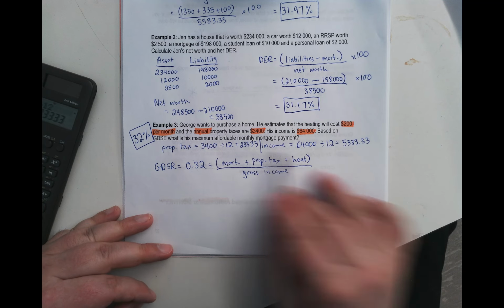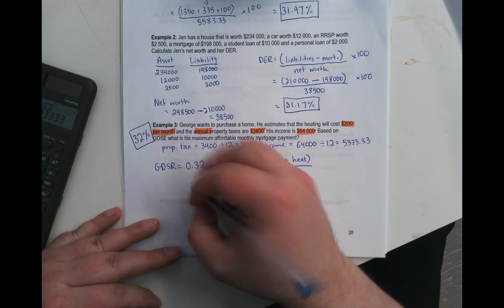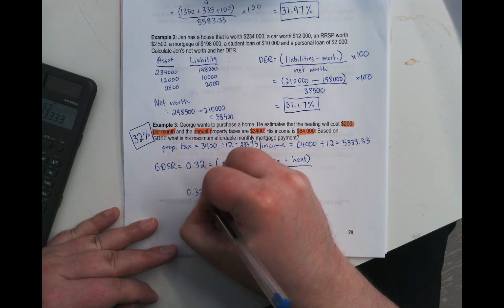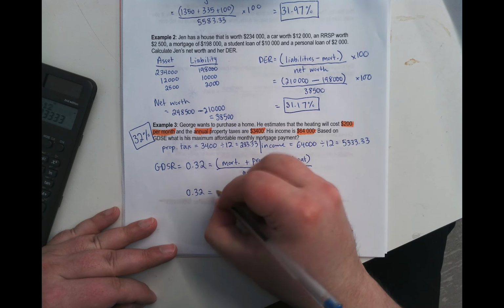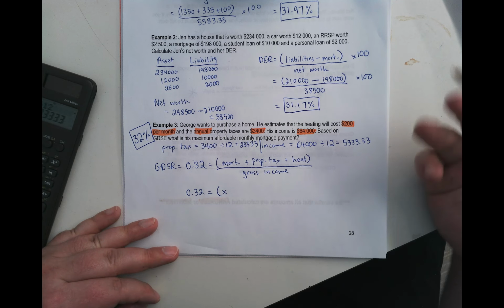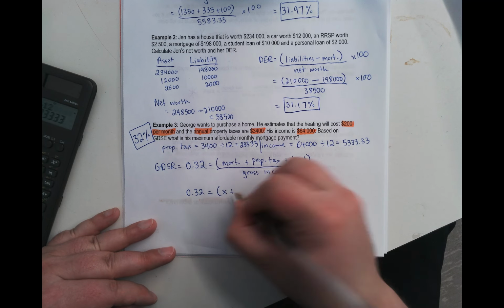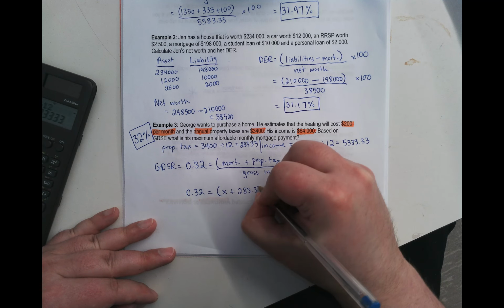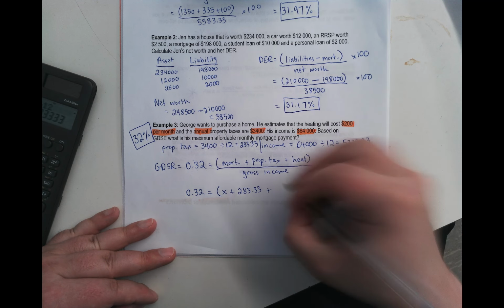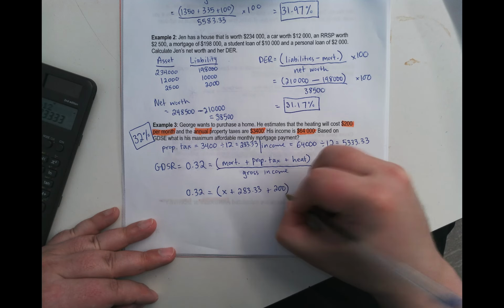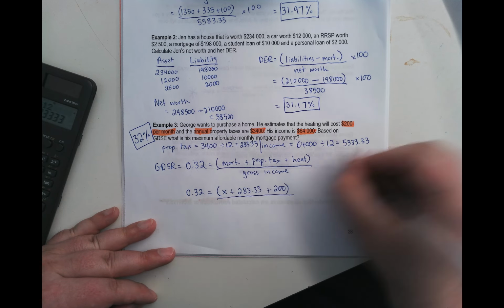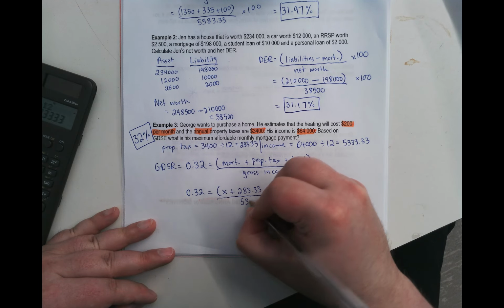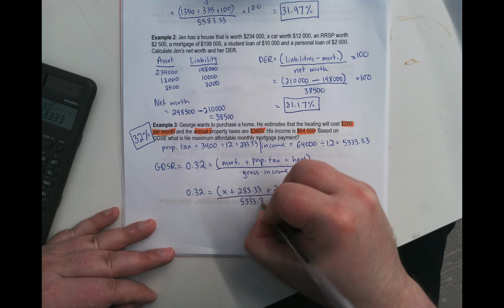So now let's replace these with the numbers in the question. So 0.32 is equal to my mortgage amount, which we'll just call X because we don't know what it is, plus the property tax is 283.33, plus the heating cost is 200, divided by the gross income, 5,333.33.